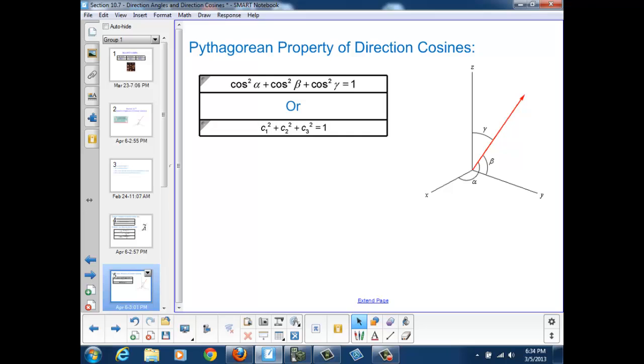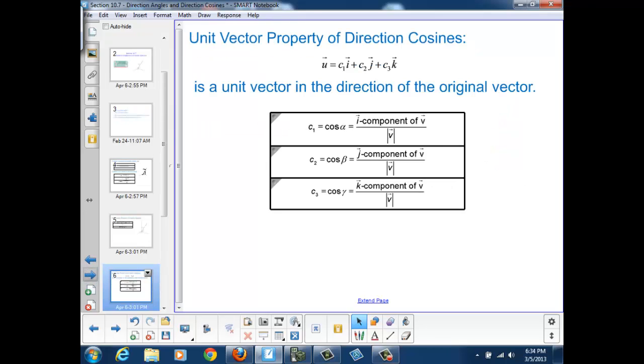The second property that's associated with these concepts is the unit vector property of direction cosines. Our unit vector in the direction of a vector can be determined by determining the direction cosines of the original vector. We use those direction cosines to find the i, j, and k components of our unit vector. So cosine alpha is the i component of v divided by the magnitude of v, which is the same calculation we use for the unit vector.